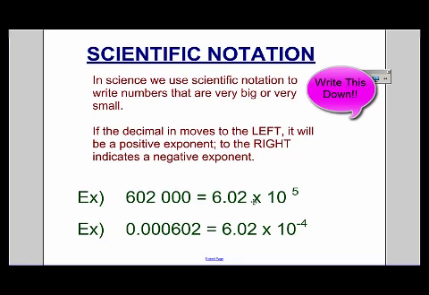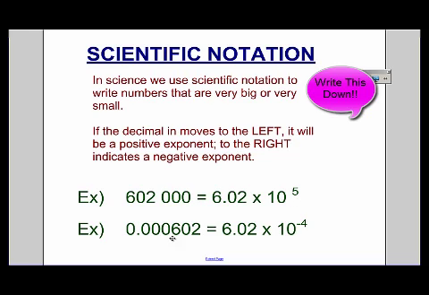And after that we're going to write times 10 and an exponent. The exponent represents how many times we moved that decimal point over. Now you'll notice our exponent is a positive 5, and that's because we moved our decimal point to the left. If the decimal point moves to the left, it will be a positive exponent. In other words, if you have a big number, you're going to have a positive exponent.